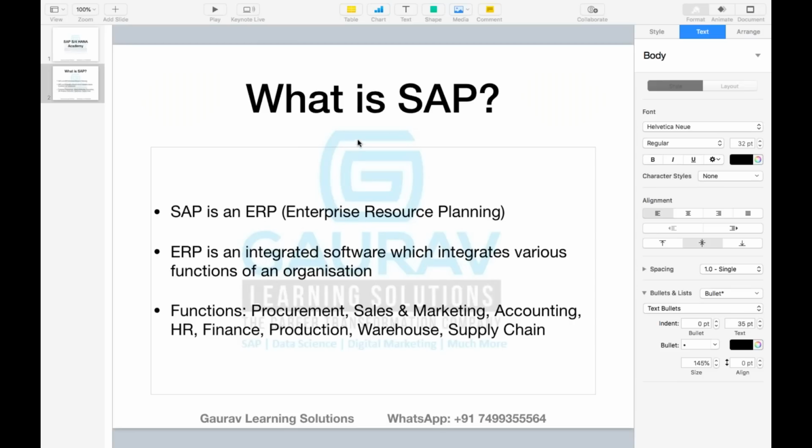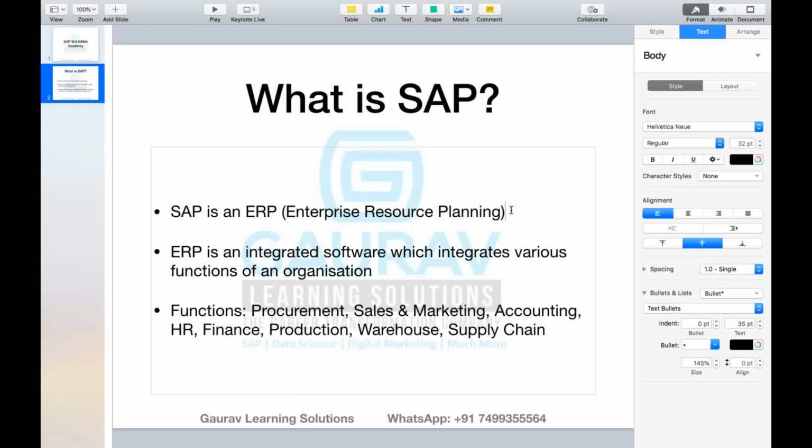Just remember, SAP is an ERP. It is the software which integrates all the different functions of an organization. What are the different functions? Different functions can be procurement, sales, accounting, production, warehouse, supply chain, and all.